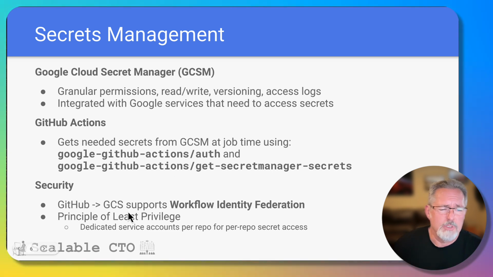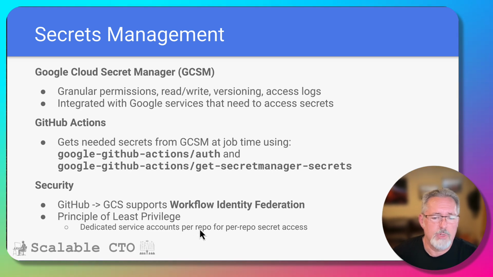And then for the principle of least privilege, we probably should go to dedicated service accounts per repo so that each repo can have access to only the secrets it needs. Right now, we just have one service account for GitHub that accesses all the secrets that it needs. So we should probably split that up.